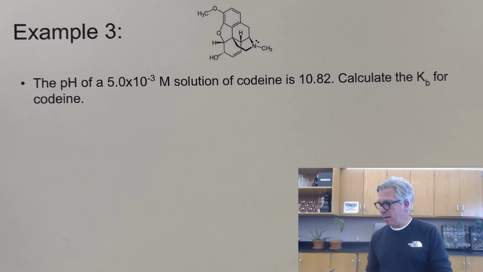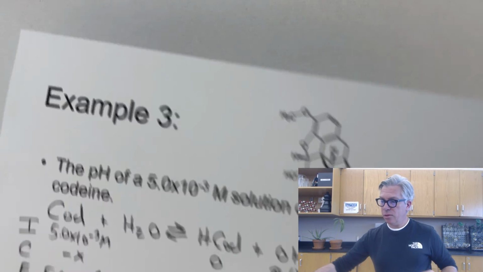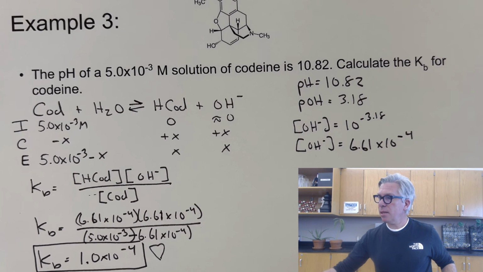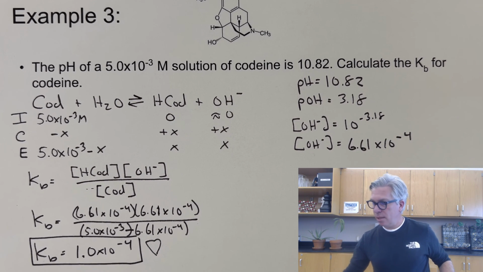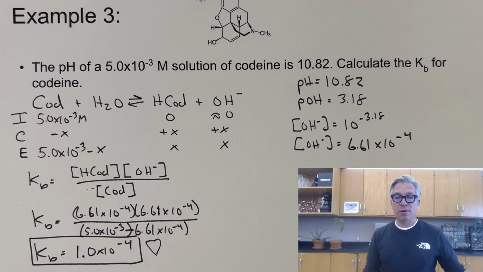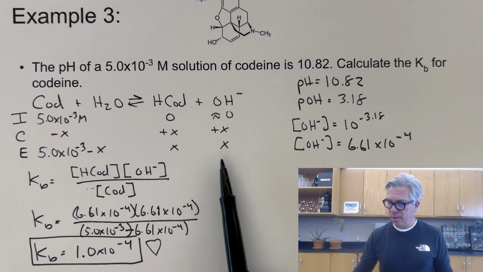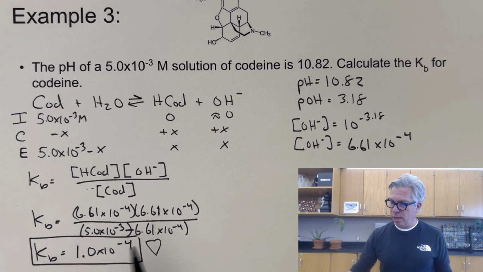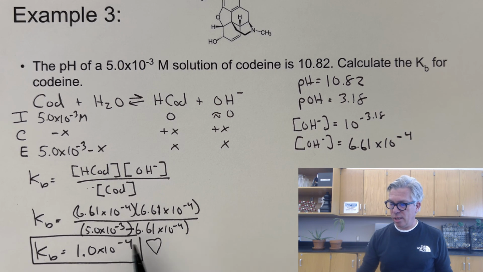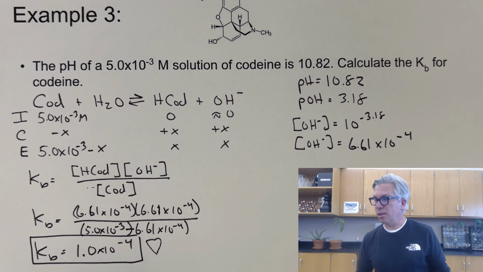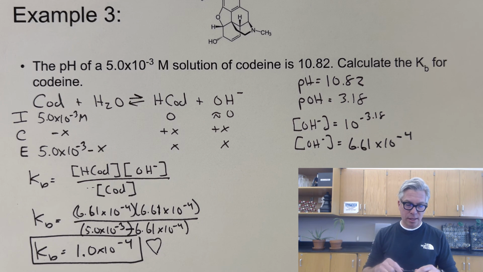All right, and we're back. And I will show you my solution for this problem. And I got a Kb value of 1 times 10 to the minus fourth, following the same procedure as I did in the other example. And again, an ice table, equilibrium constant expression, went off to the side to find what the OH concentration is, and then I plugged it in, squared it, subtracted it from the original, and I got 1.0 times 10 to the minus fourth. So if you got that, great.